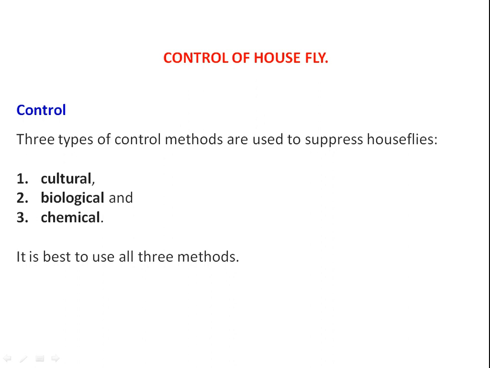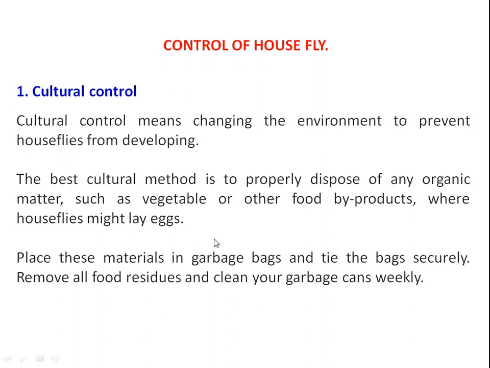As far as the control is concerned, there are 3 different methods by which one can control houseflies, that is cultural, biological and chemical methods. It is best to use all 3 methods in order to control the housefly effectively. The first one is the cultural method. Cultural control means changing the environment to prevent the housefly from developing.